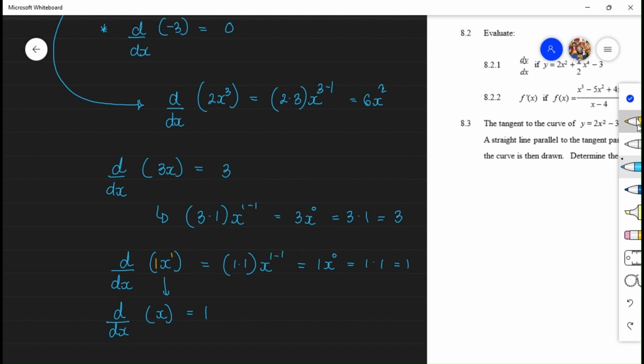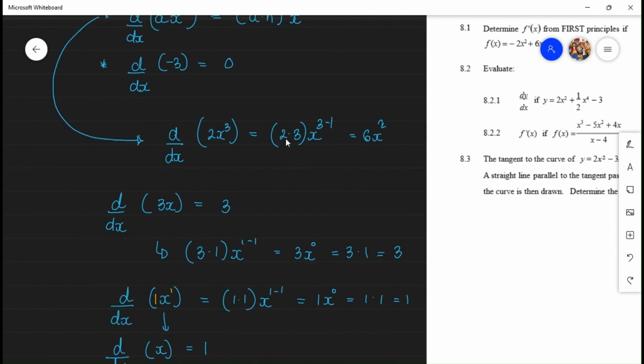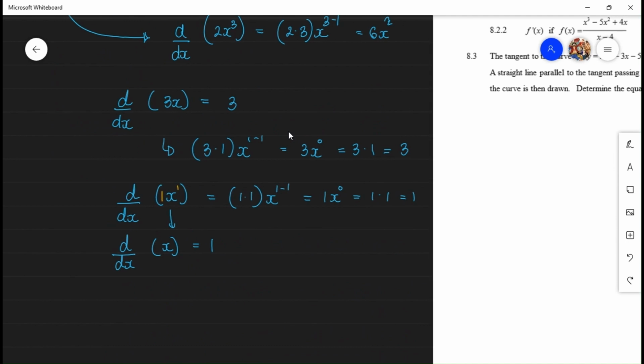So let us do a quick summary of our rules. It's always exponent times coefficient. You write that answer. You bring down your variable and you subtract 1 from the exponent. If you are deriving a constant, always remember that the derivative of a constant is 0. If you were deriving something whereby the exponent of your variable is 1, the answer of that derivative is the coefficient.